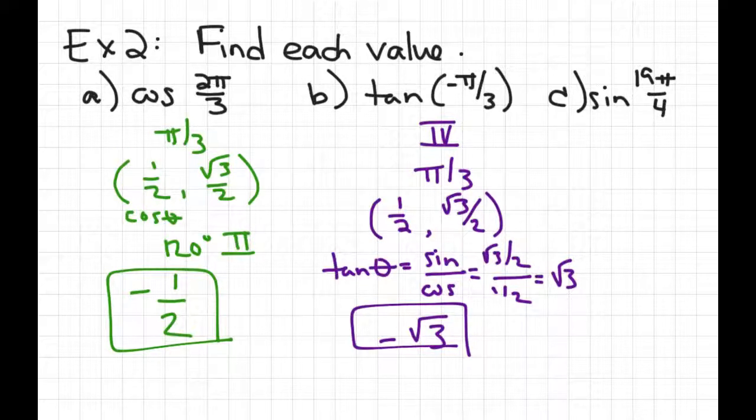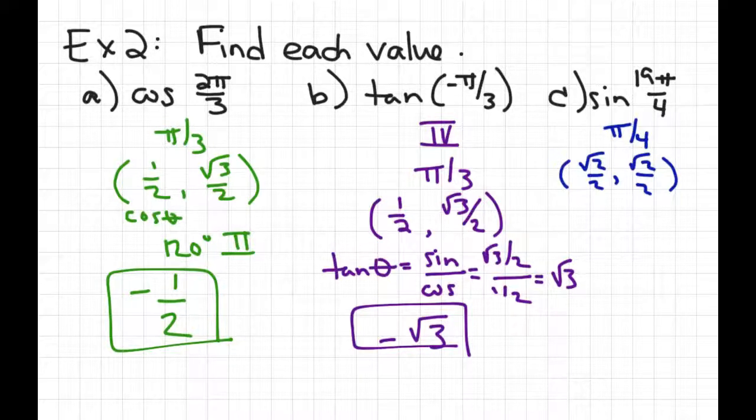Now let's go to C, the sine of 19 pi over 4. I know its reference angle is pi over 4, so I know where it hits the unit circle. It's radical 2 over 2, radical 2 over 2, or 1 over radical 2, 1 over radical 2. But I need to figure out what quadrant 19 pi over 4 is in.